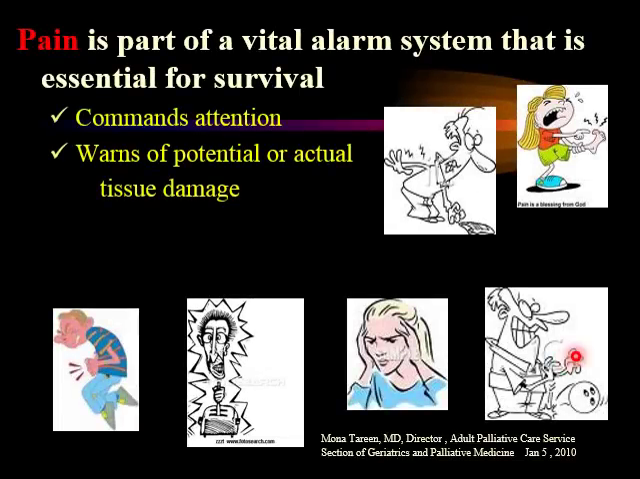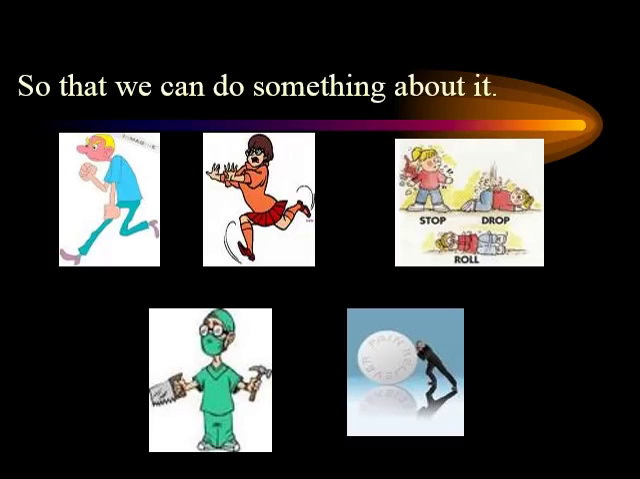Pain is an essential part of survival. It is an alarm system that commands our attention immediately, and it warns of potential or actual tissue damage, whether it be back pain, a stubbed toe, a headache, electric shock, or abdominal pain. It induces activity, and that is we can start to fight, we can run away from it, we can roll down to avoid burning to minimize the amount of damage, or we might take medicine to try to reduce pain or ultimately require surgery to reduce pain.